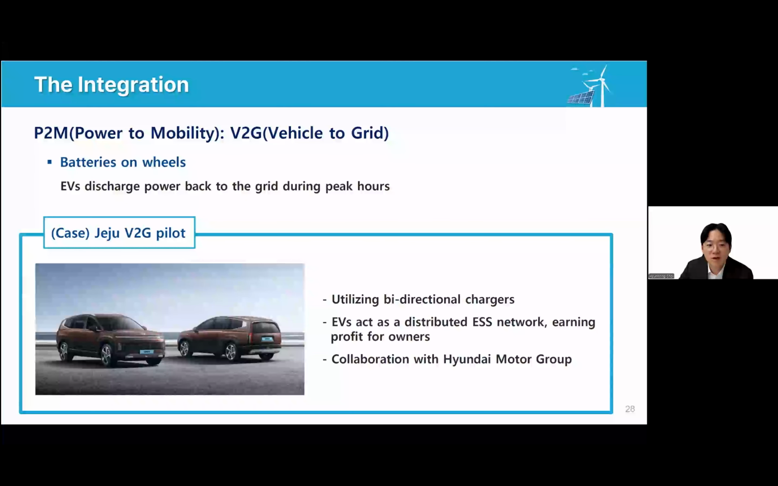First, the P2M, or power to mobility, treats EVs as batteries on wheels. Through vehicle-to-grid, V2G, technology and bidirectional chargers, EVs can discharge power back to the grid during peak hours. This allows EVs to act as a distributed ESS network, which can also earn profit for the EV owners. Jeju is also doing a V2G pilot project in collaboration with Hyundai Motor Group, which is the largest automotive maker in the country.